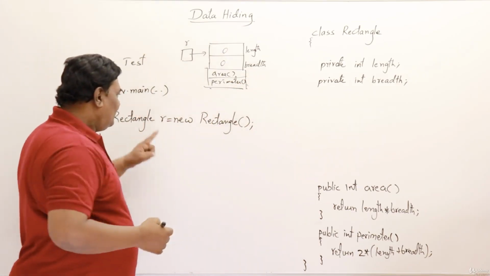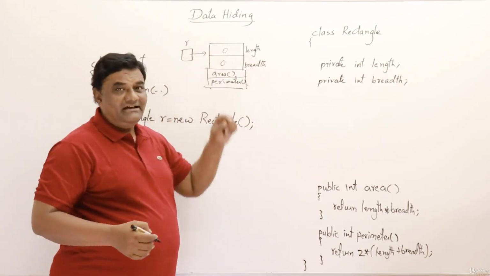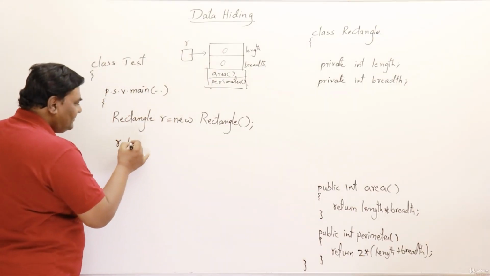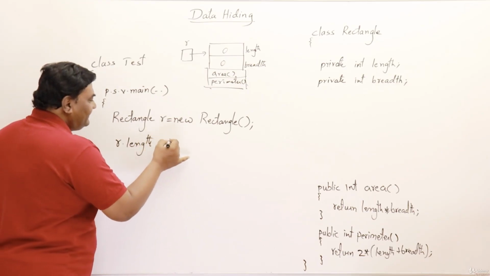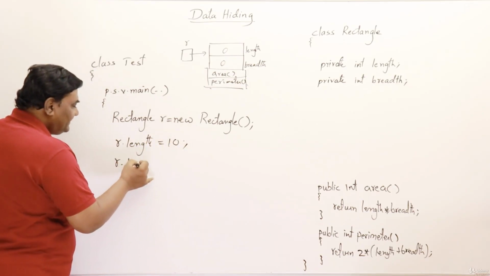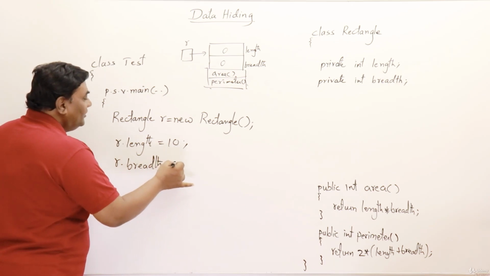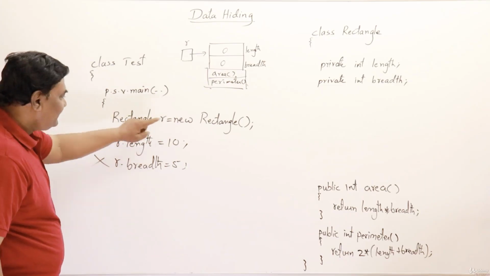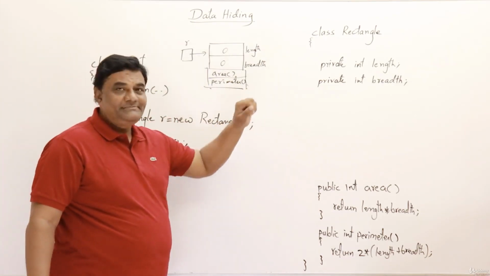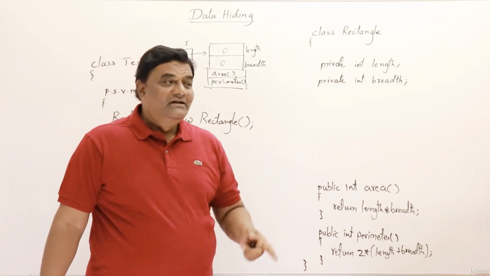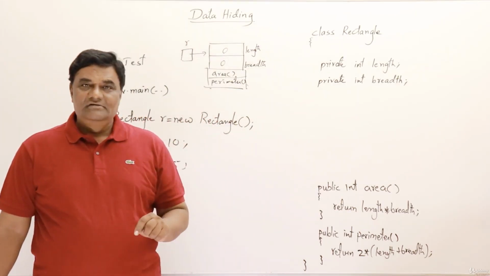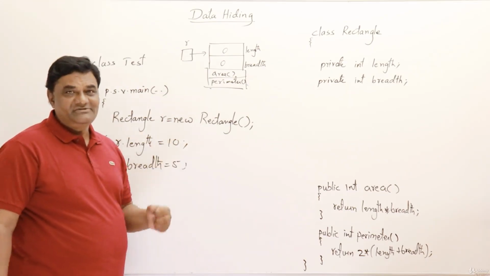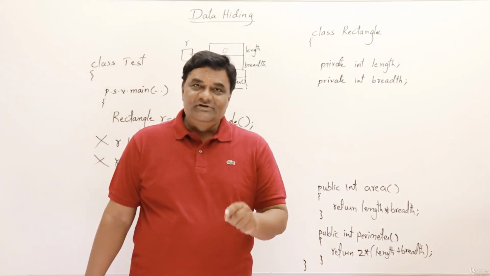But on this object I want to set the length as 10 and breadth as 5. So I will write like this: r dot length assign 10, r dot breadth assign 5. No, I cannot do this. I have an object, but upon an object I cannot access those properties because they are made private. They are not accessible outside the class. Here, outside the class means I have created an object, so they are not accessible on the object. So we made it hidden.